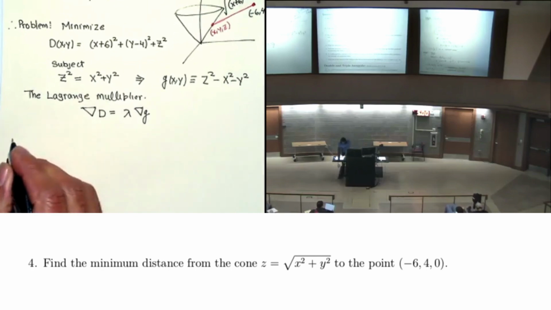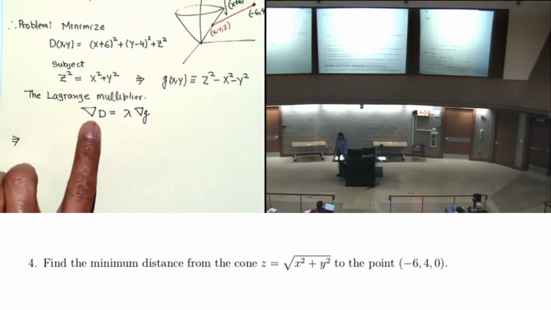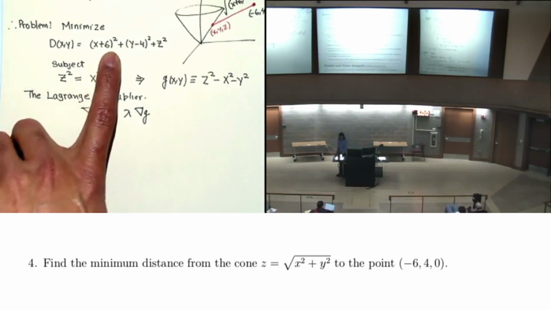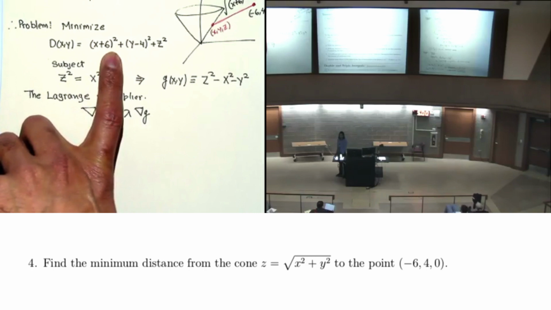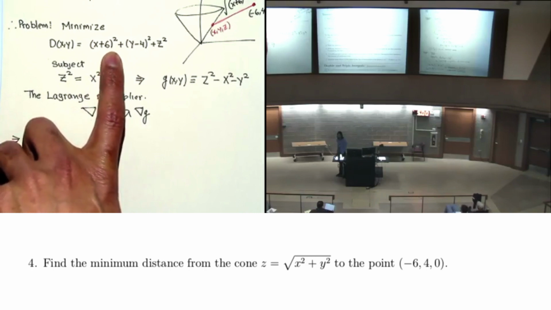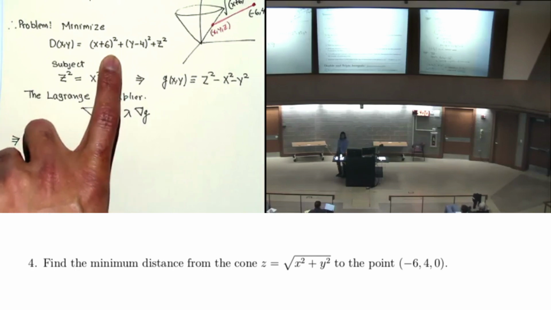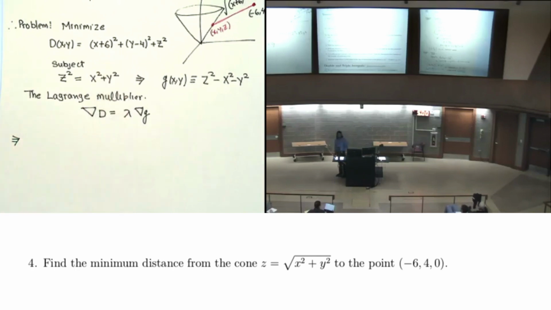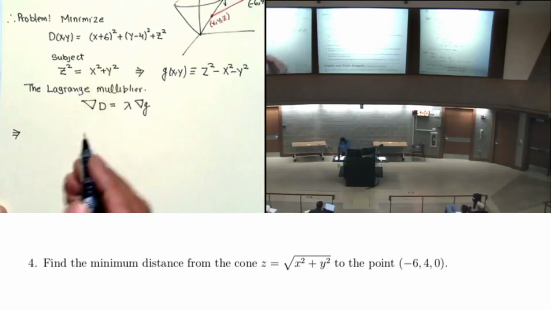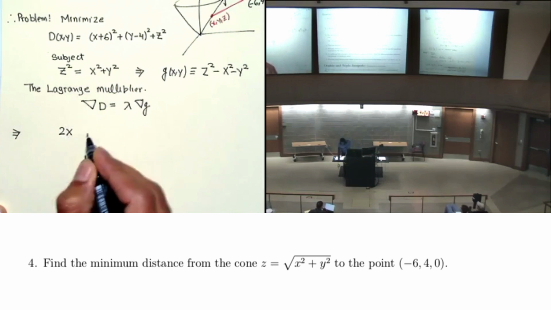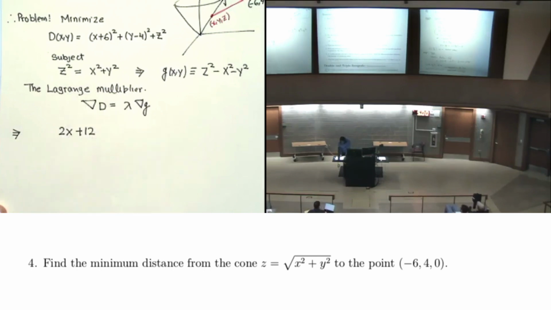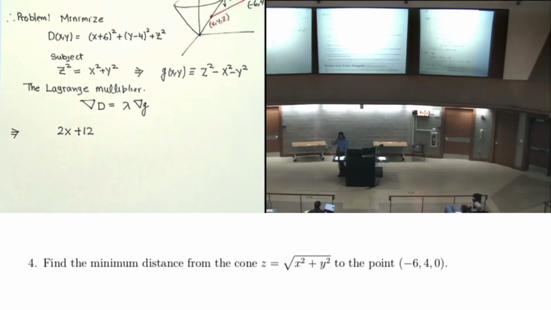Okay, let's see if we can do it. The gradient of d means the partial derivative with respect to x, with respect to y, and with respect to z. So we have to compute the partial derivative three times, first with respect to x, then y, and then z. This is called a gradient if you put that in a vector. What is the partial derivative with respect to x? You move the 2, it's going to be 2x plus 12.